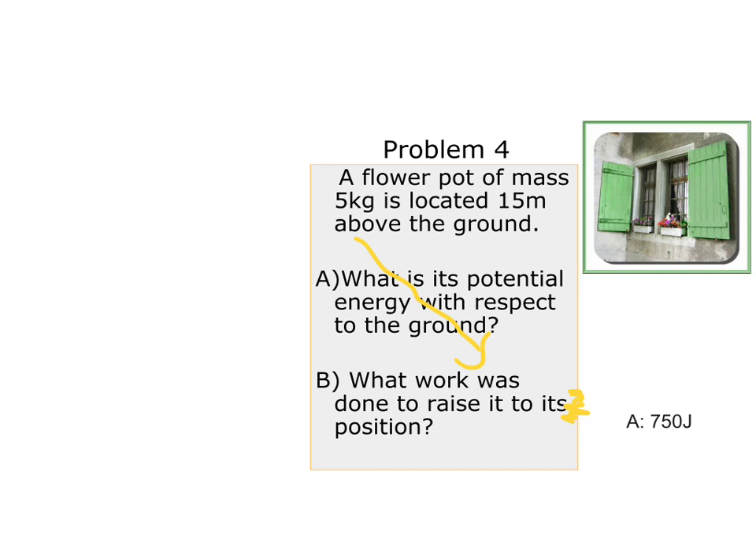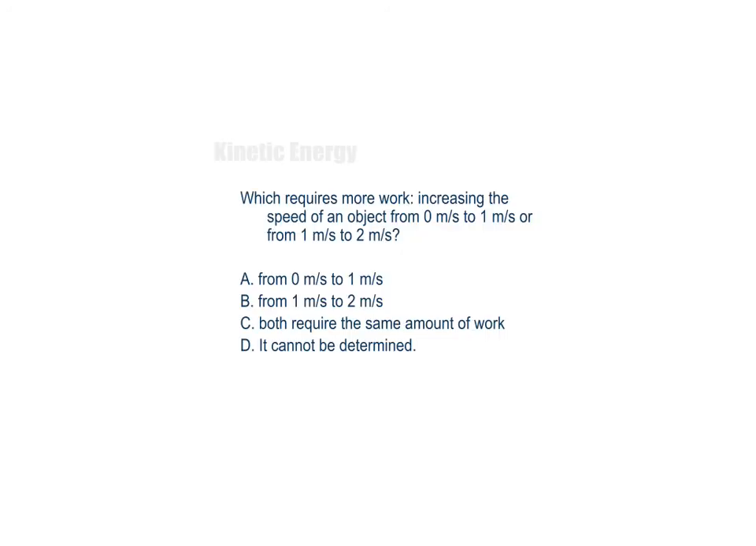To raise it, we added energy to the system, and remember that work is equal to the change in energy. So if we want to figure out what that work value is, well, it started with an energy of 0, and it got a new potential energy of 750 joules. So the work here that was done on it is 750 joules.